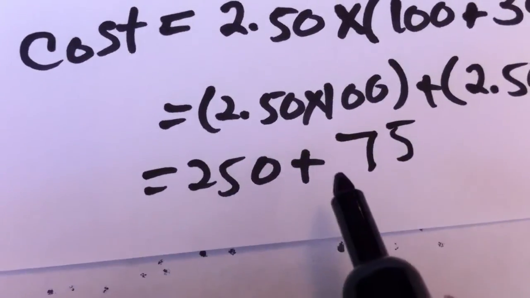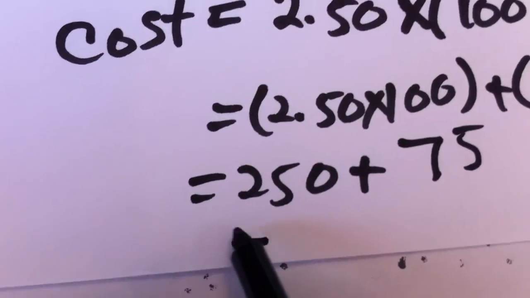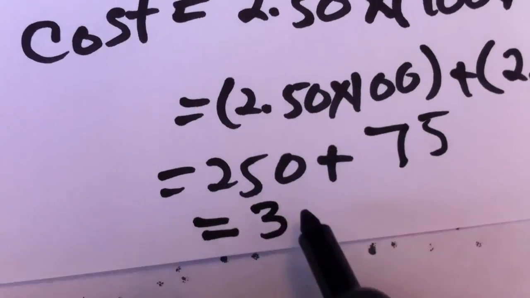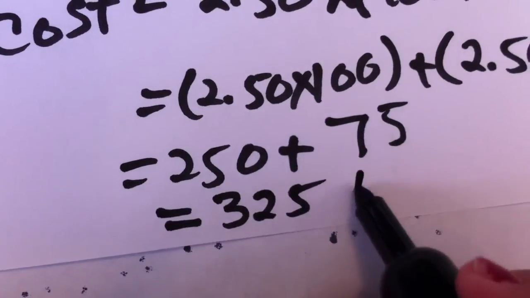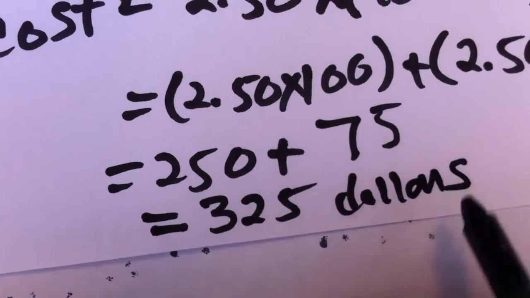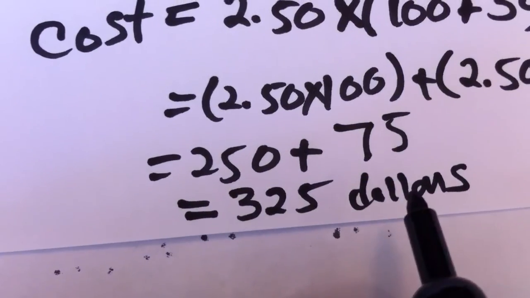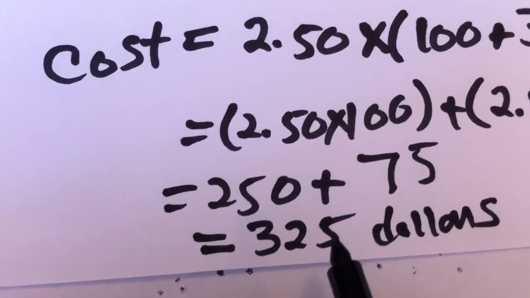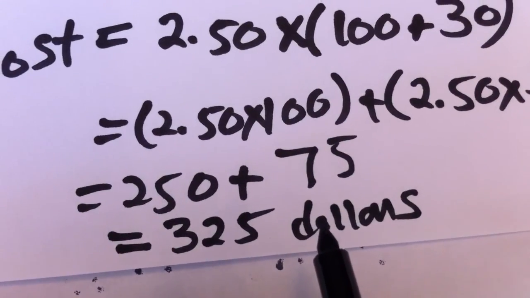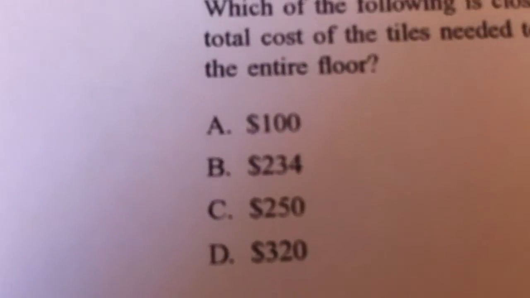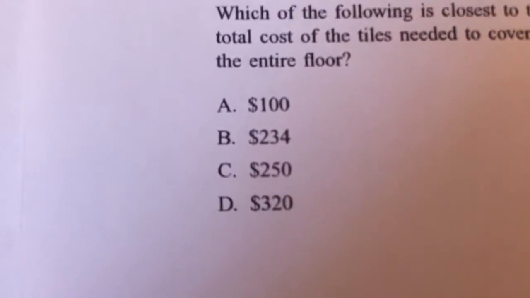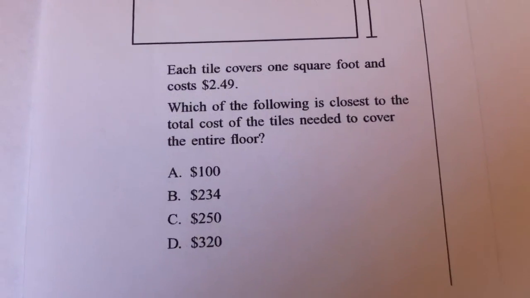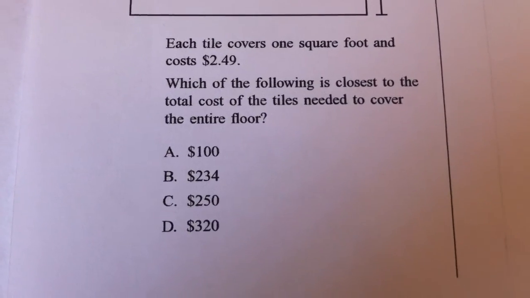So 250 plus 75 is 325, right? $325, right? So our units are right. Our cost is $325. Let's look at the four multiple choices we have. 100, 234, 250, 320. So our answer is D, 320.